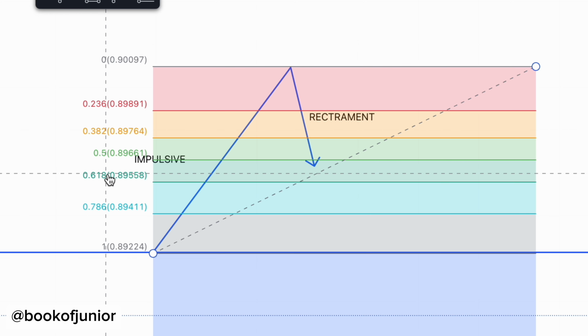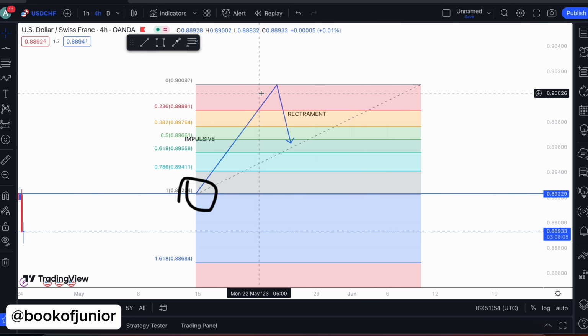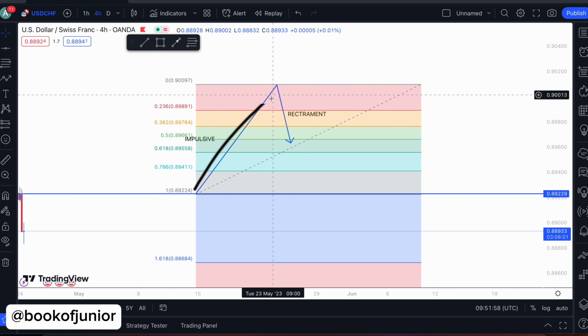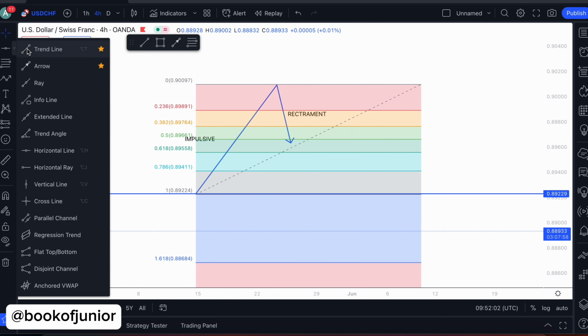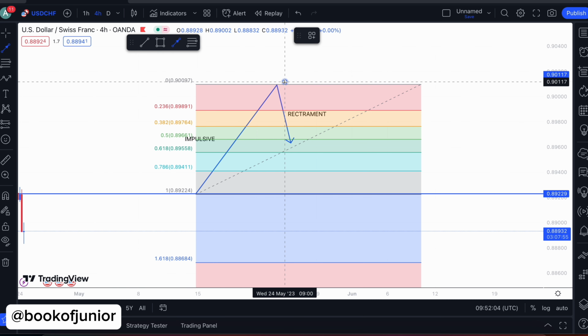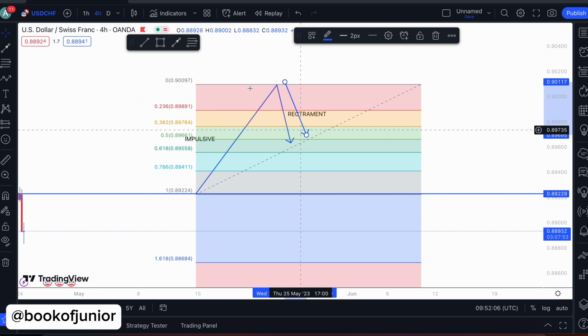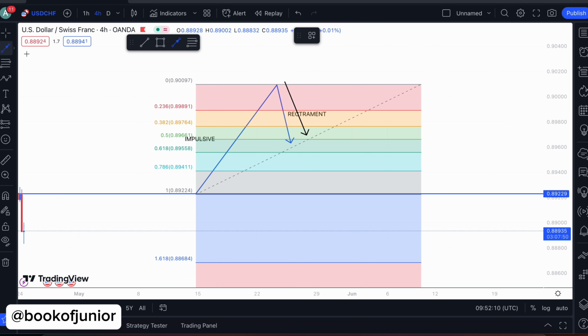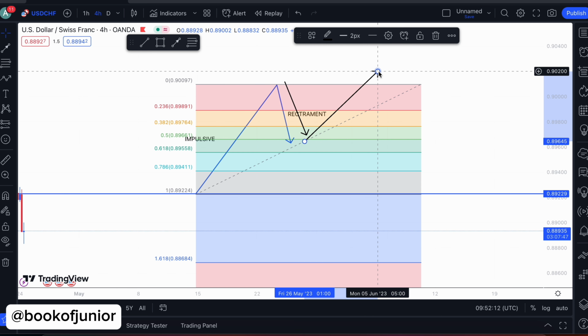So what do we mean by this? From here to up here, this is 100%. As you can see here, it starts from 1 to 0. So from here to here is 100%. So we want to know how much of the price will retrace and then go back up, just like this.